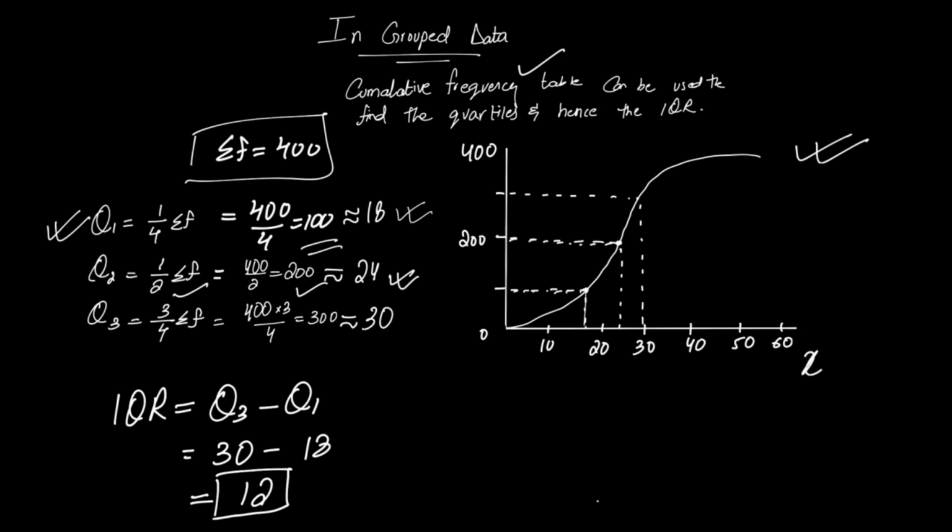And then similarly with the third quartile, the upper quartile, which will be 3 upon 4 of the total frequency, which is 300. We'll trace that, and that gives us nearly 30 in this case. So to find the interquartile range, we'll simply subtract the lower quartile from the upper quartile and we'll get something like this. Okay, now let's move to percentiles.